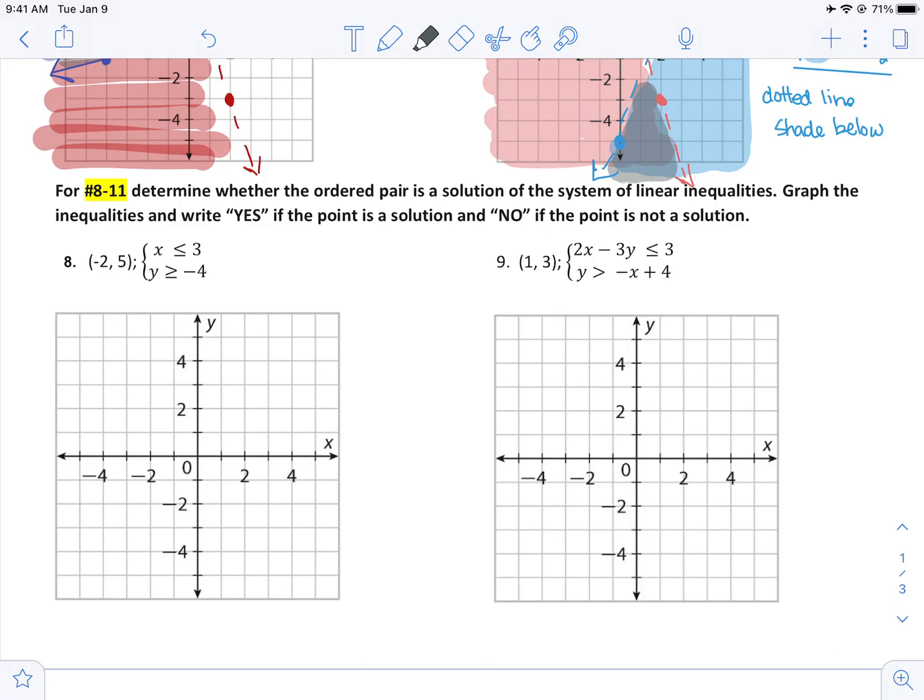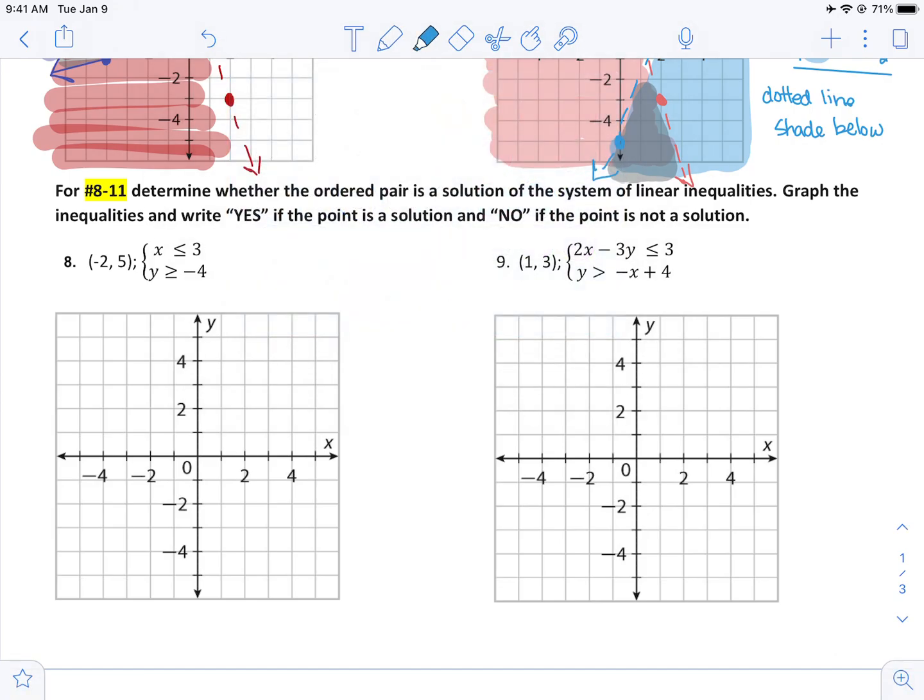For questions 8 through 11, determine whether the ordered pair is a solution of the systems of linear inequalities. Graph the inequalities and write yes if the point is a solution or no if it is not a solution. So, here we go.